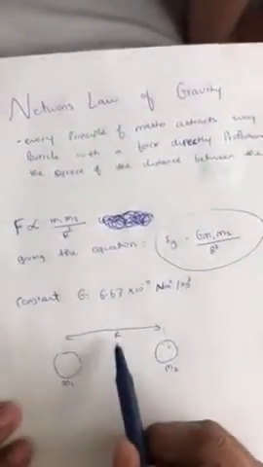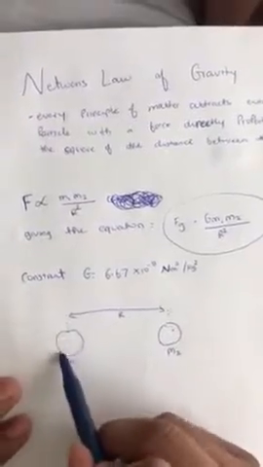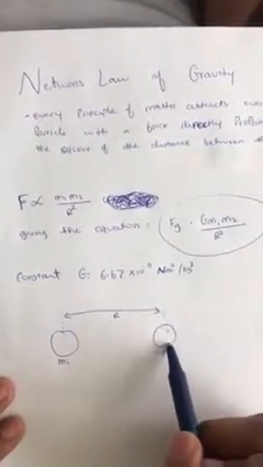And the radius is always going to be the distance between the center of the object of mass 1 and the center of the object of mass 2.